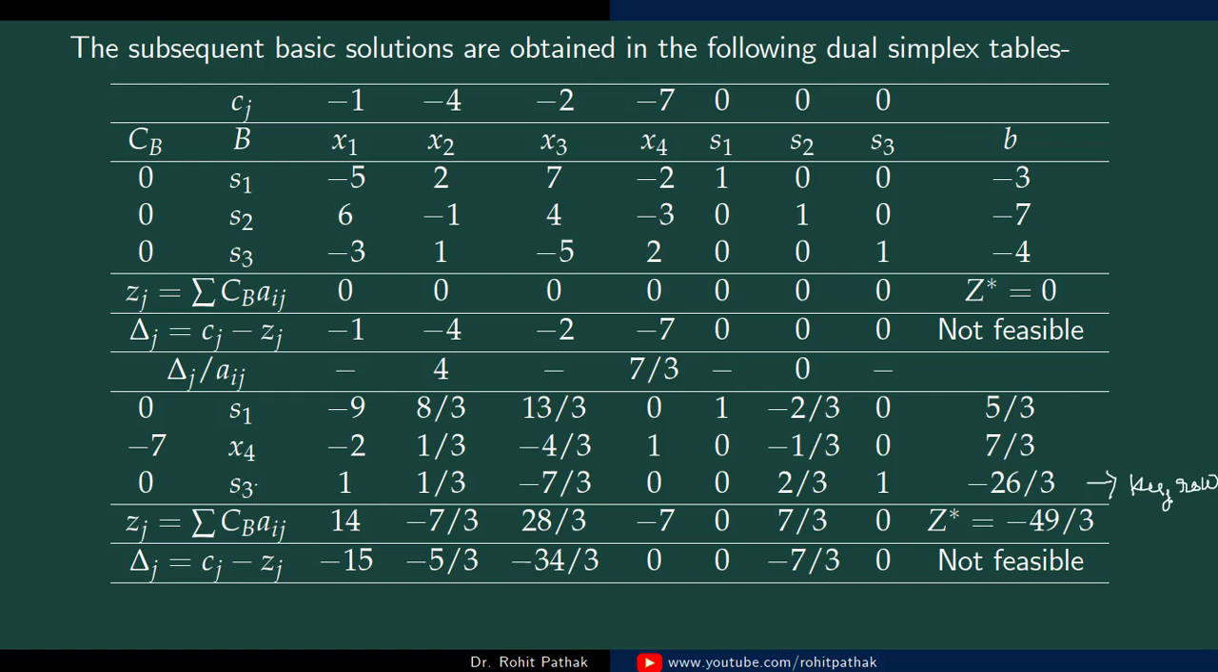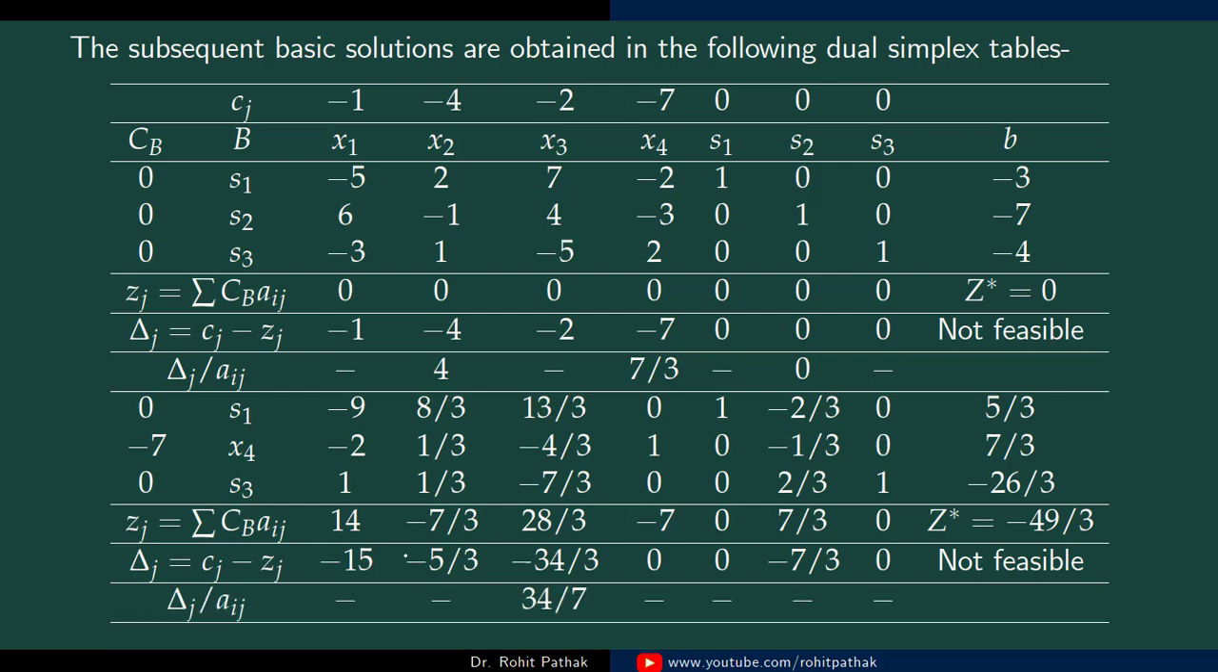And what is incoming variable? So to find incoming variable, we calculate this ratio. So we look at the elements in the key row. We have only one negative element, so divide by this element. So minus 34 by 3 divided by minus 7 by 3 is 34 by 7. So we have only one positive entry in this ratio. So this is the incoming variable. So x3 is incoming variable and s3 is outgoing variable, right?